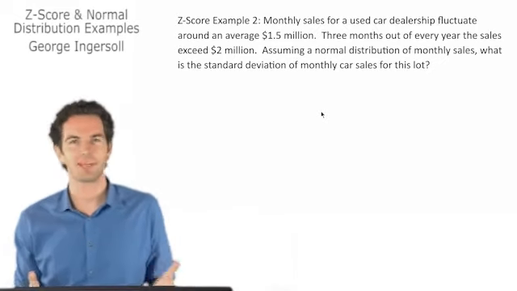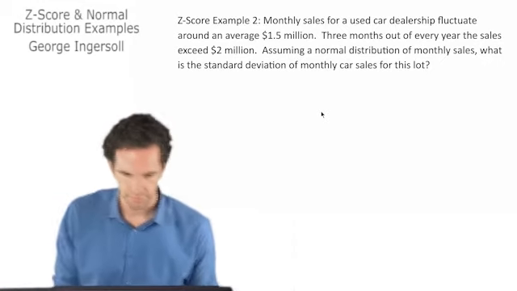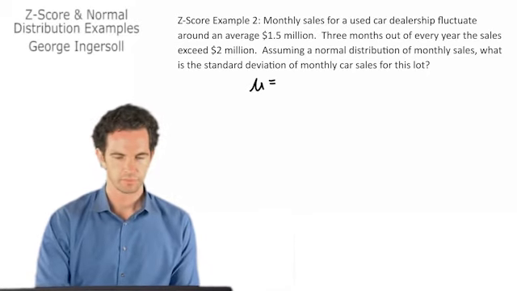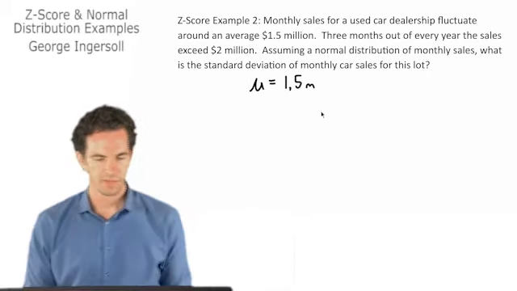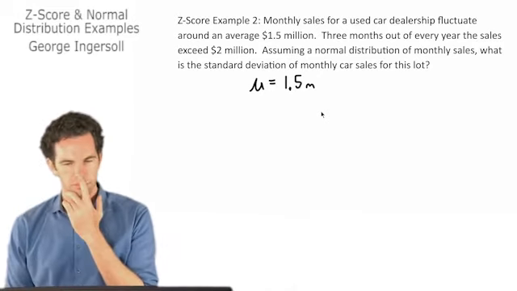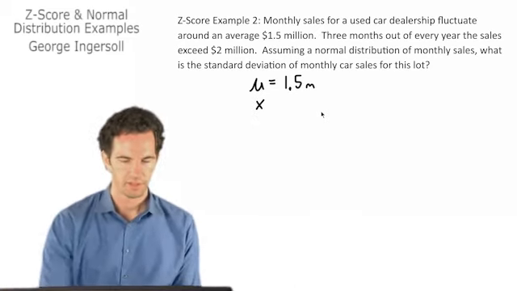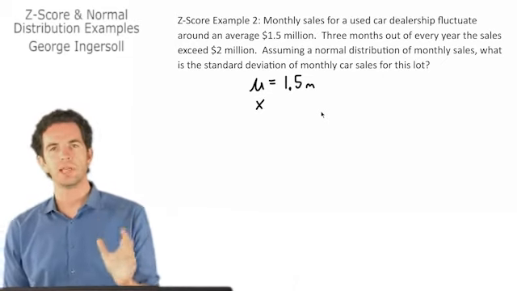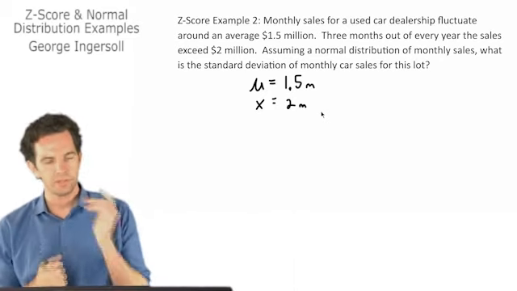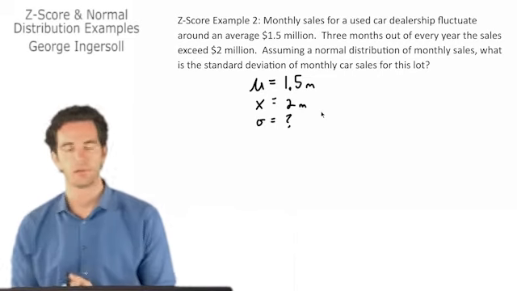Notice in these examples, I'm not making this very straightforward. I'm playing around with your unknowns. So let's think about this. We have an average. That much is very clear. Average is 1.5 million. And interestingly, we have an x here. The value that we're looking at here is 2 million. But what we don't know is the standard deviation. Who knows what that is?